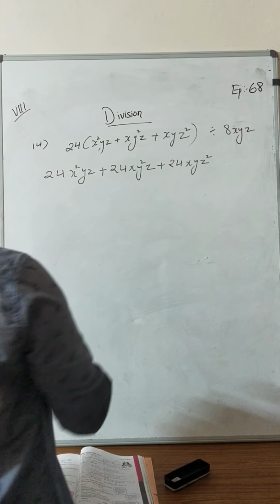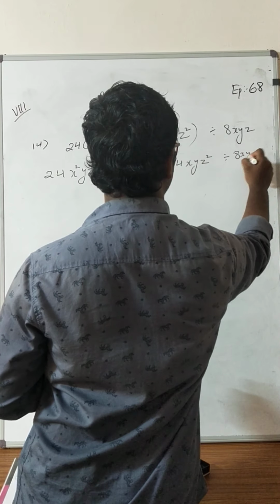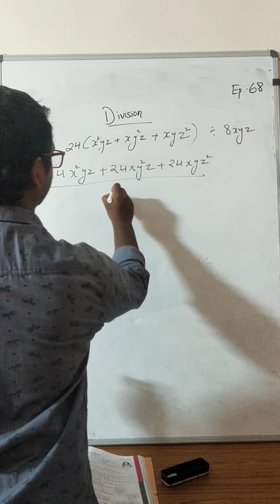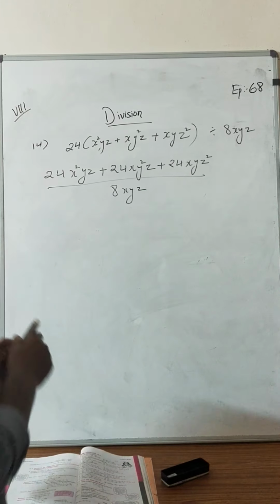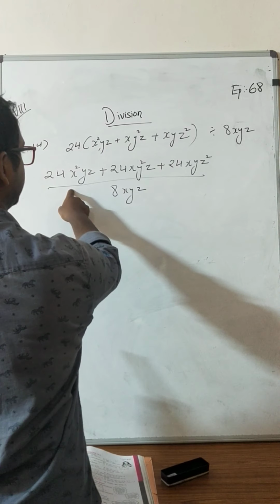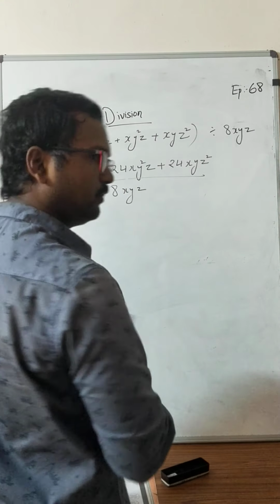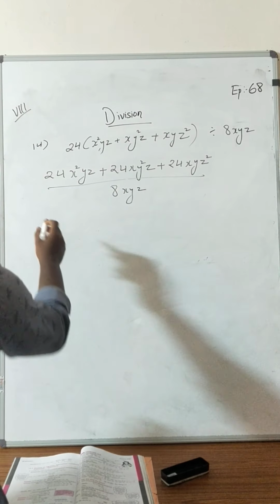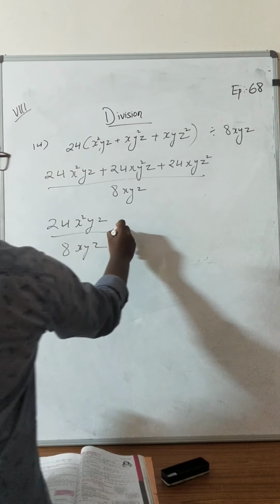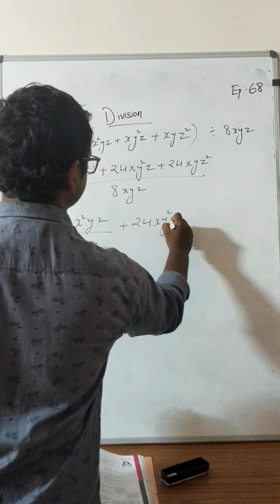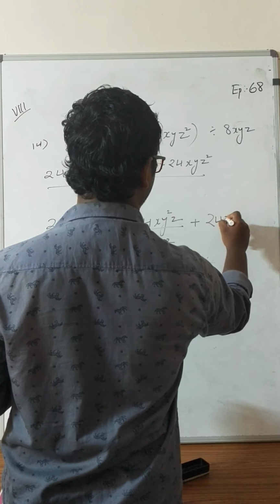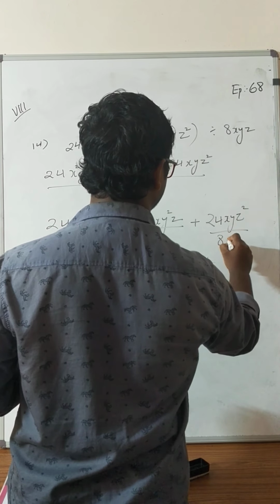Now this has to be divided by 8xyz. Okay, so let me write this. Now I am going to split them into 3 terms. Because 8xyz is common for all the three terms, we can split them equally like this: 24x square yz divided by 8xyz, plus 24xy square z divided by 8xyz, plus 24xyz square divided by 8xyz.